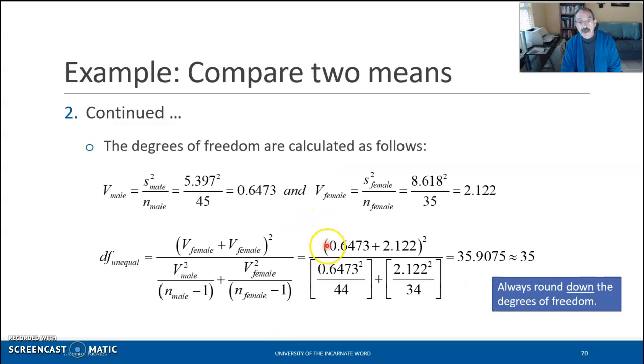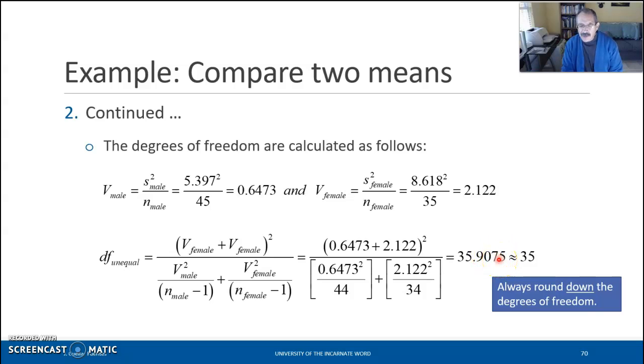All right, in the next step, the first thing is to calculate the degrees of freedom of the t-distribution. So we calculate these quantities V for the males and V for the females, and here, this is very important. They're giving us the standard deviations, but we need to work with variances. So we square the standard deviations to get the variances. This ratio gives you this value, and the ratio for the females gives you this value of 2.122. Now, using these two numbers and incorporating them into the definition of the degrees of freedom and carrying out all these calculations, you see that this is 35.9075.